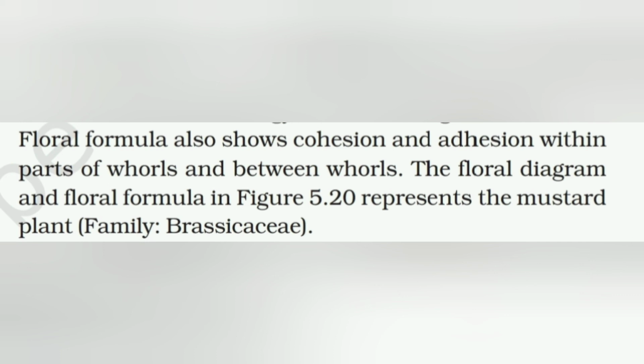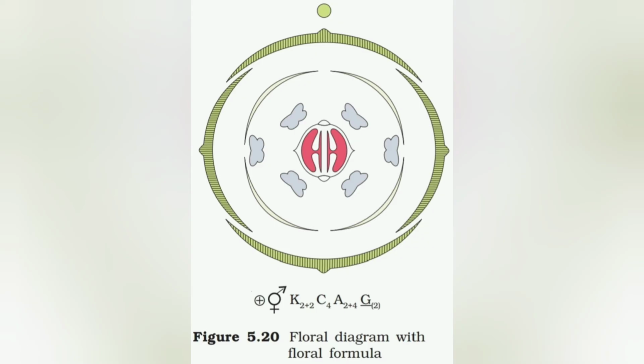After the floral diagram and floral formula, there are 3 families of plants given which you have to study on your own. Let us see the floral formula with a floral diagram. The symbols given below the diagram are the floral formula and the drawn figure is the floral diagram. Above, the dot represents the mother axis.